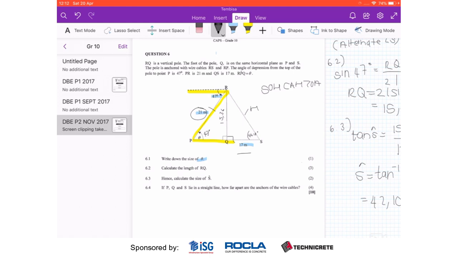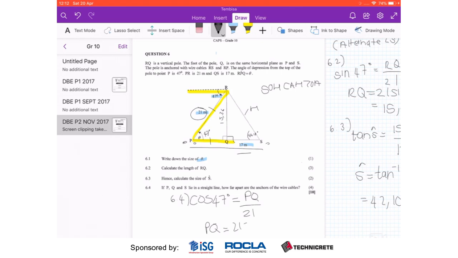Okay, the next question says, if P, Q, and S, so right here, lie on a straight line, how far apart are the anchors? So here was the anchor, here was the anchor. We just need to find PQ. How can we find PQ? Very easily. So I'm wanting to find PQ, so I'm going to use cos of my angle. So cos 47 is equal to PQ over 21.